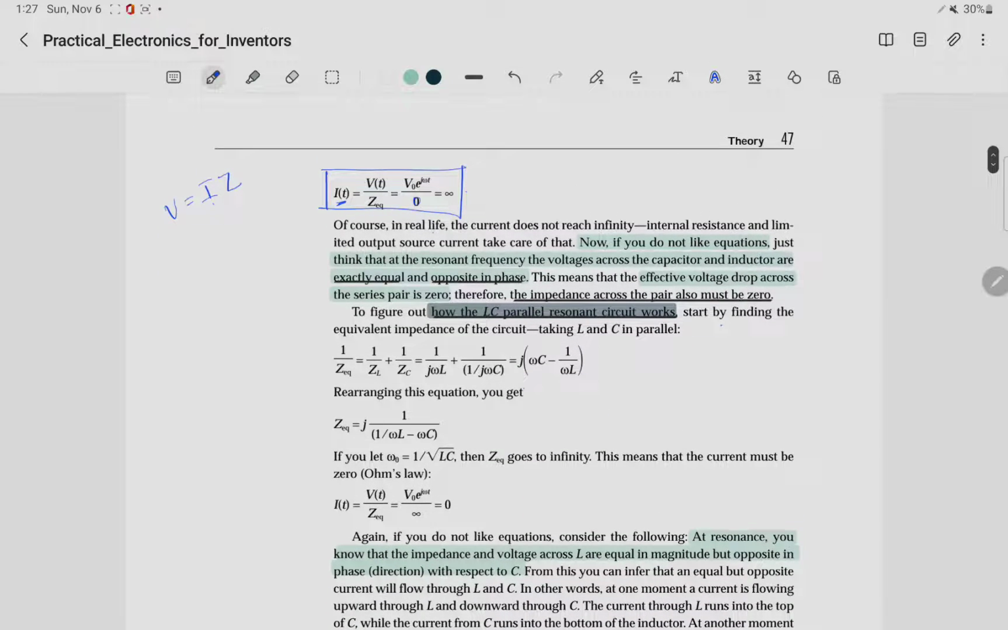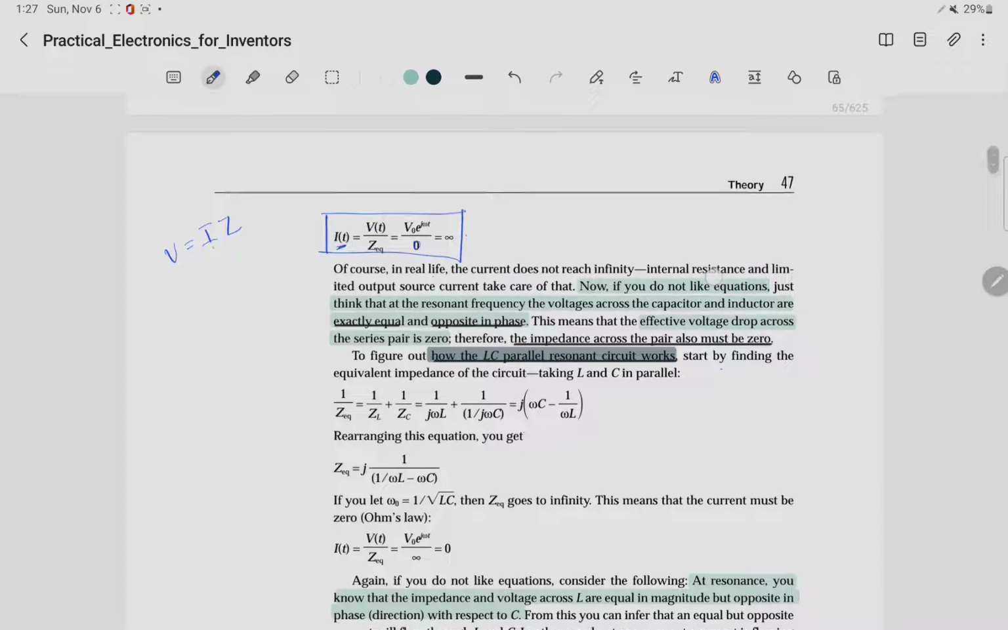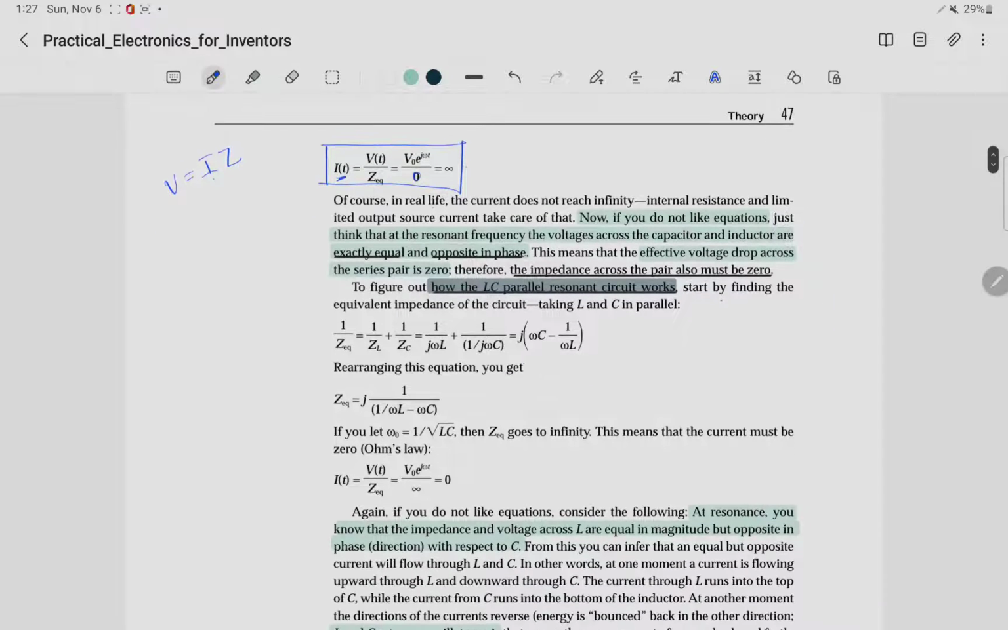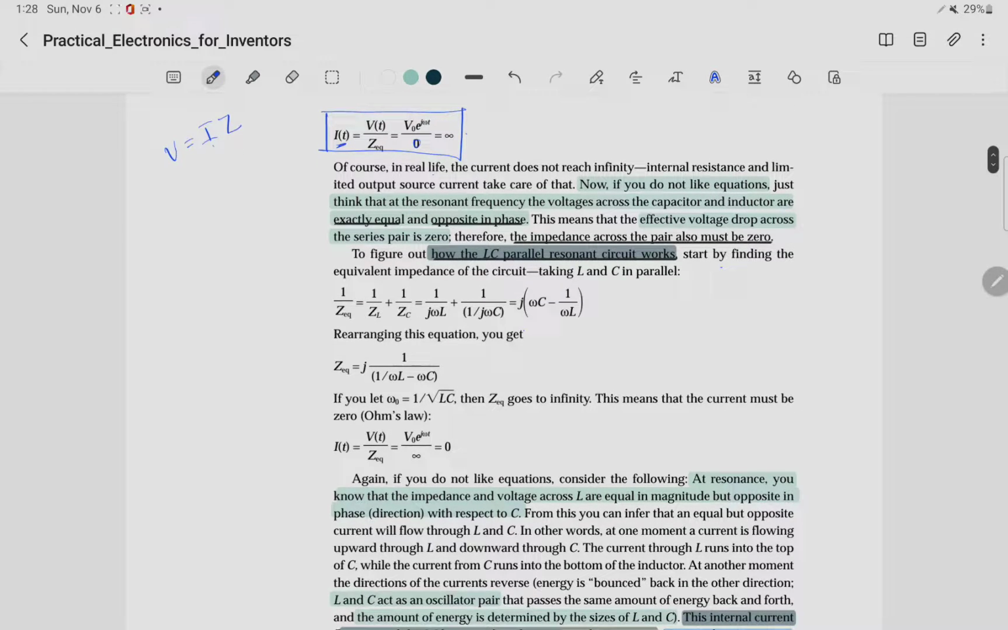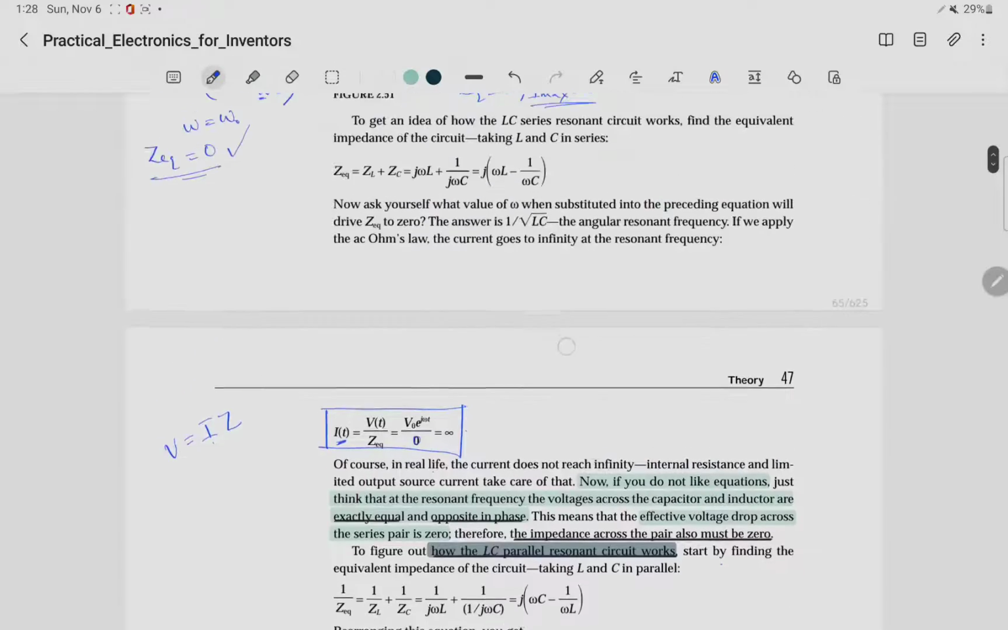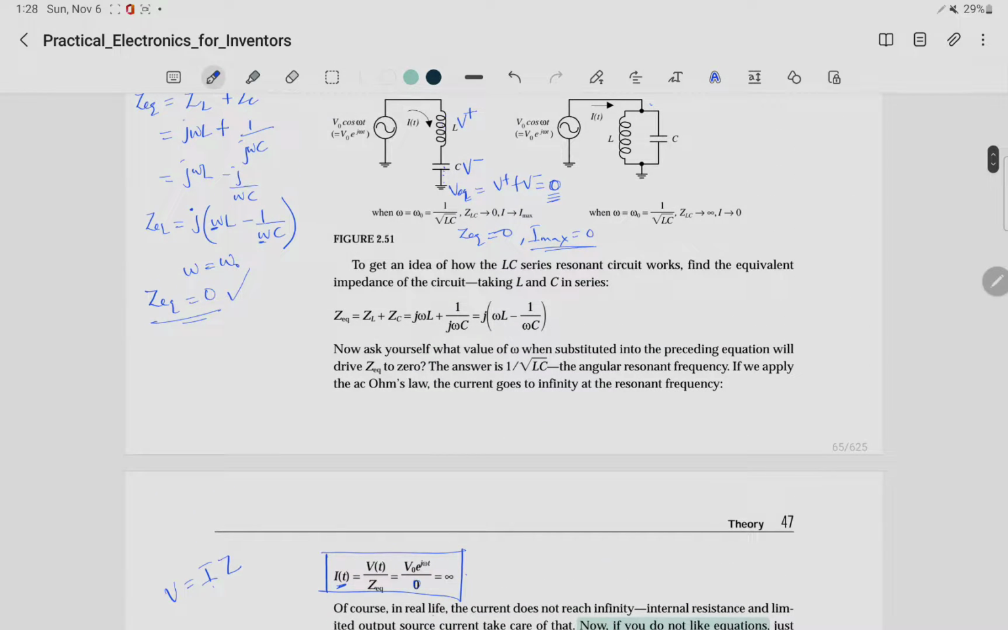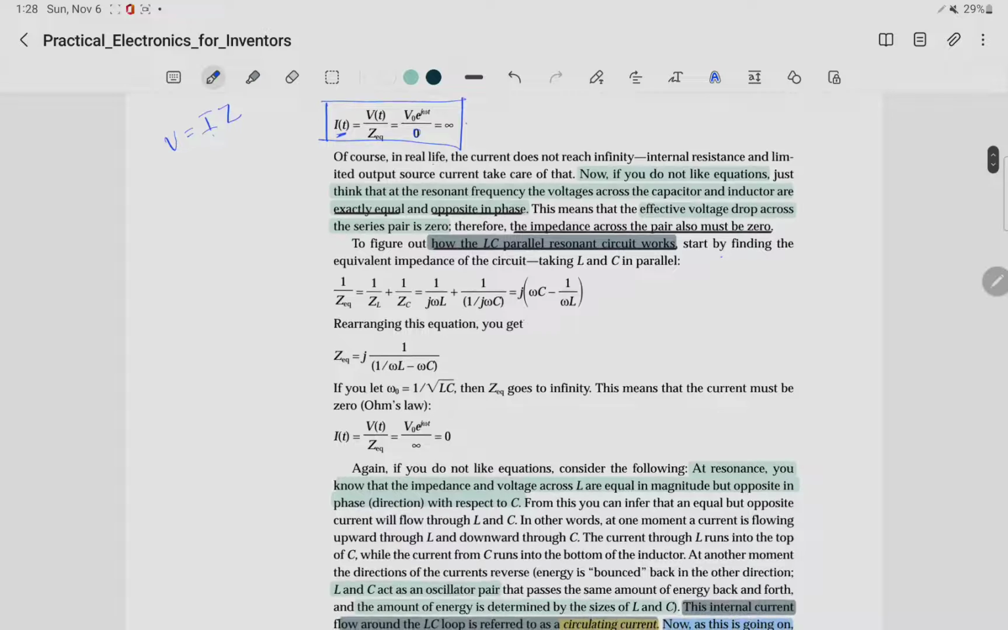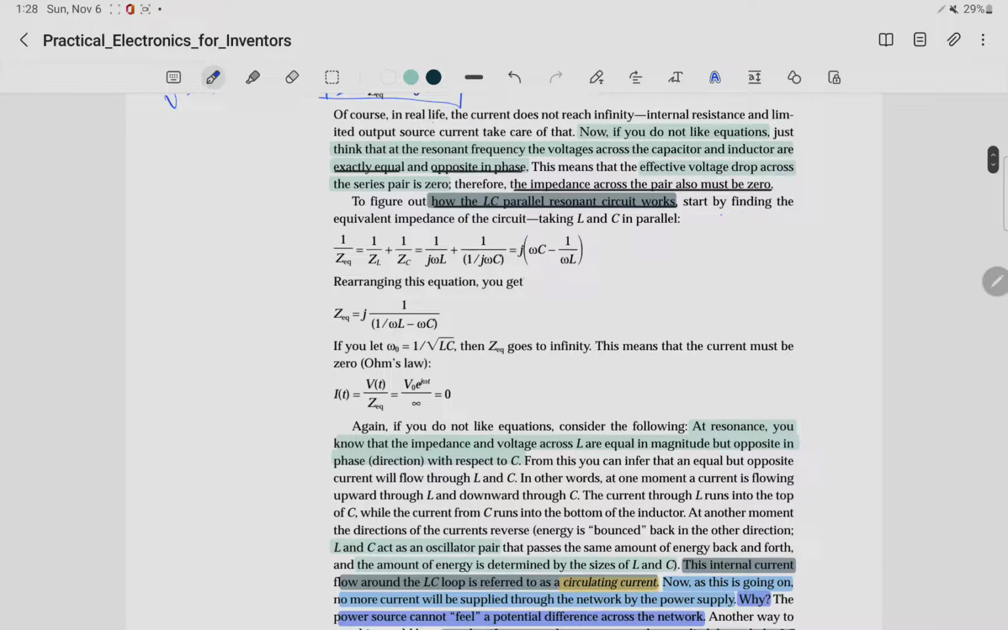Now here they're saying, if you do not like equations, just think that at resonant frequencies, the voltage across the capacitor and inductor are equal and opposite in phase. So that was what I was explaining last time. The effective voltage drop across the series pair is 0, since the voltage drops will be equal but opposite in phase. So when you add them up, they'll cancel out, so the impedance will be 0.